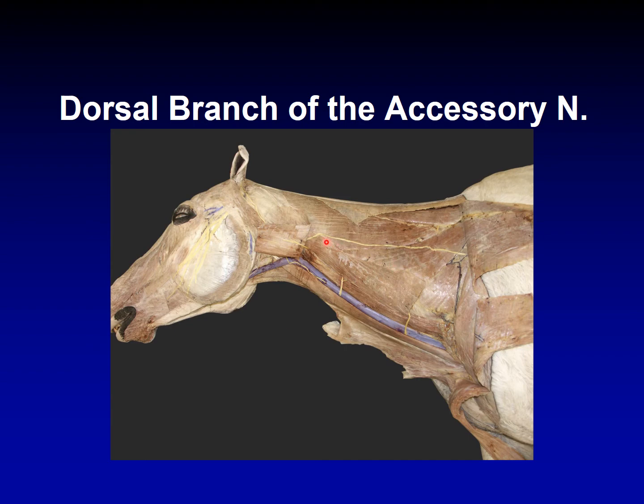Now this picture shows clearly the dorsal branch of the accessory nerve, which, as I mentioned earlier, supplies the trapezius muscle, the omotransversalis muscle, and the brachiocephalicus muscles. And we have to be very careful when we give the injection in the splenius muscle not to injure this dorsal branch, because we don't want to paralyze those muscles.